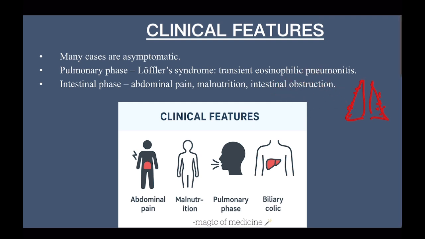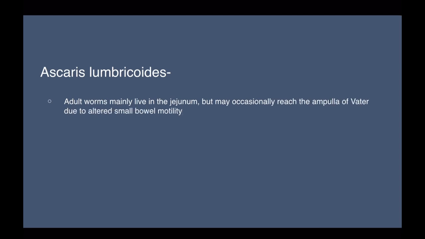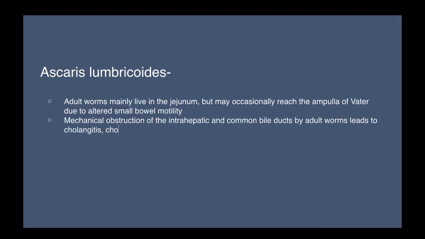Again, revisiting some important facts so that we can better understand the clinical features and complications. So, remember that adult worms mainly live in the jejunum but may occasionally reach the ampulla of Vater due to altered small bowel motility. And when they reach this ampulla of Vater, they can from here on migrate either into the CBD or into the main pancreatic duct. So, when they obstruct the CBD, this leads to cholangitis, cholecystitis, or obstructive jaundice. And when they infiltrate into the main pancreatic duct, it leads to pancreatitis.